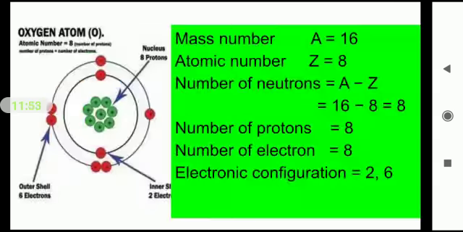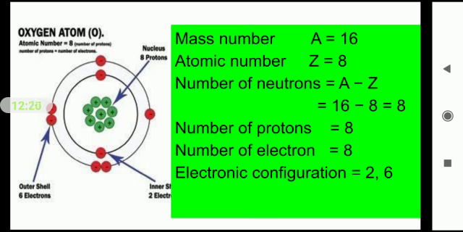Geometric representation of atomic structure of elements. This geometric representation is used to know the mass number and atomic number of an element. Here is the geometric representation of the oxygen atom. The mass number of oxygen is 16. The atomic number Z is equal to 8.